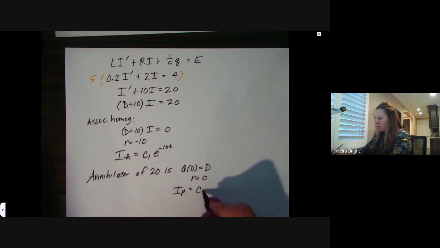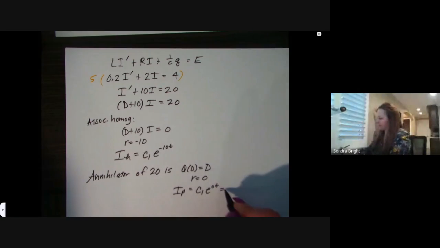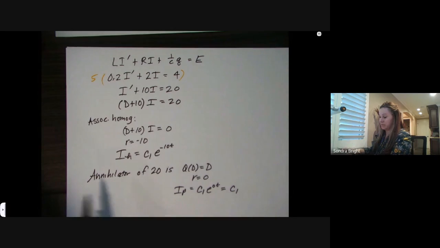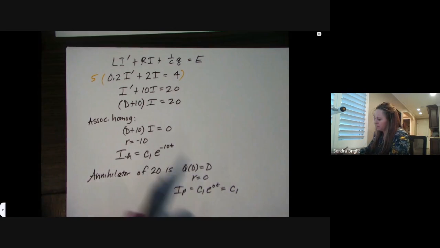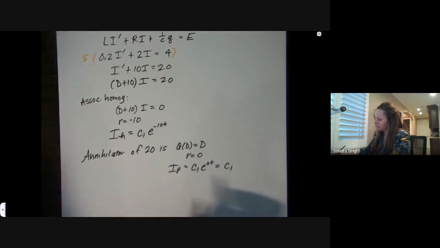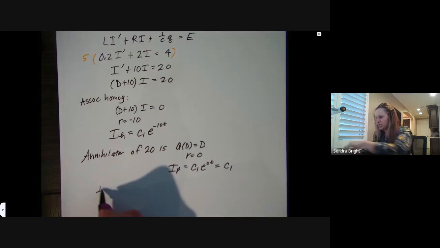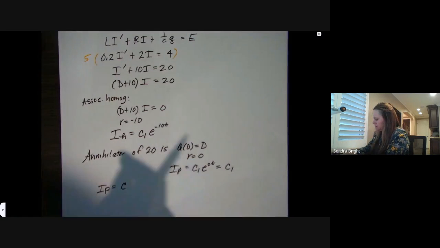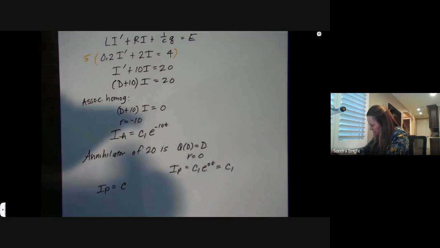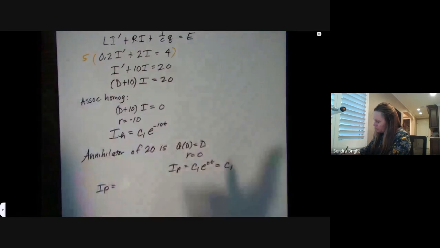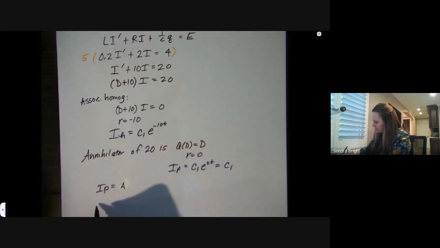Well, that's just C1. And we don't have any repeats happening in Q of D with P of D, right? So we go, okay, the particular solution is C1. I'm going to change it to A. Remember, I can actually find this value. That's what I'm going to do. I'm going to say that's equal to A. And then the derivative of this particular is 0.